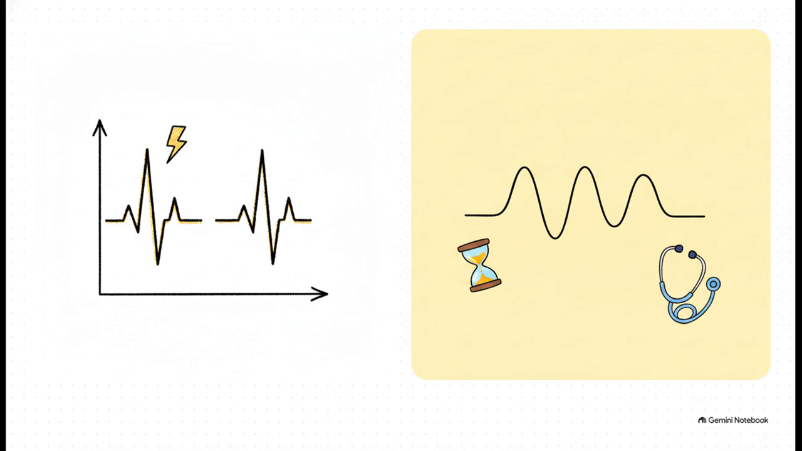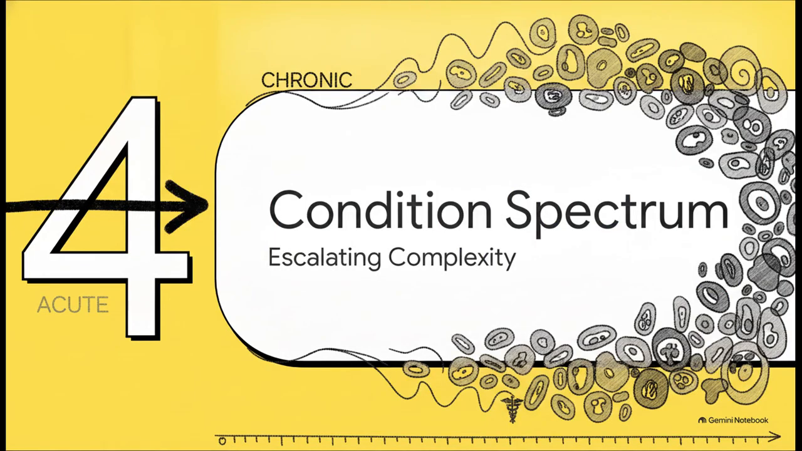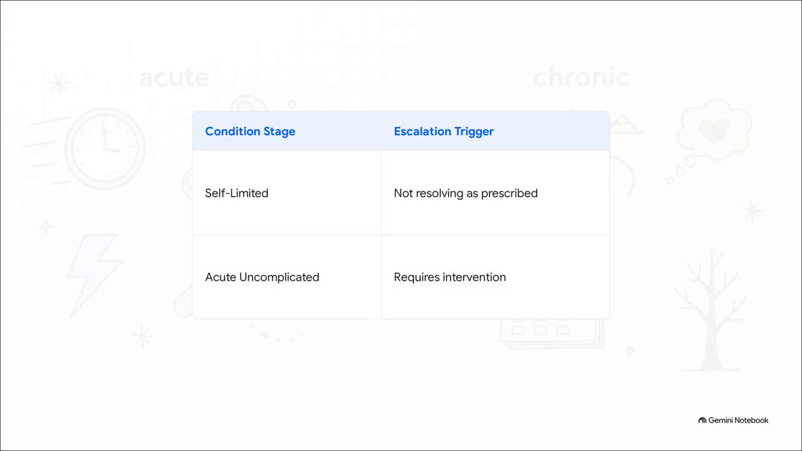It has an ongoing duration and demands continuous baseline monitoring even on the days the patient actually feels okay. Let's look at Section 4 now, the condition spectrum. So far, we've basically looked at the binary extremes, right? Acute versus chronic. But as we all know, human health is rarely that black and white. There's a whole spectrum in between. Let's talk about how a problem actually escalates up the complexity ladder.